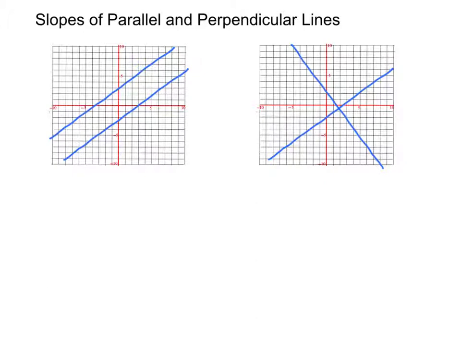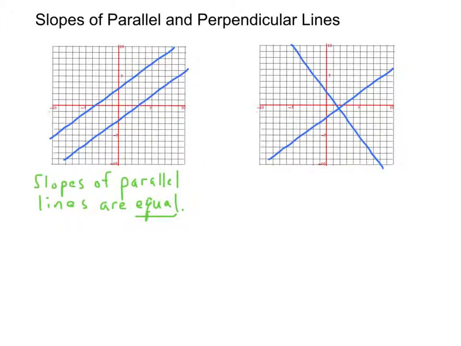Next, I'd like to discuss the slopes of parallel and perpendicular lines. First of all, with parallel lines, since slope measures how a line is slanted, and parallel lines are slanted the same way, you'd probably guess that the slopes of parallel lines are equal, and that is true.